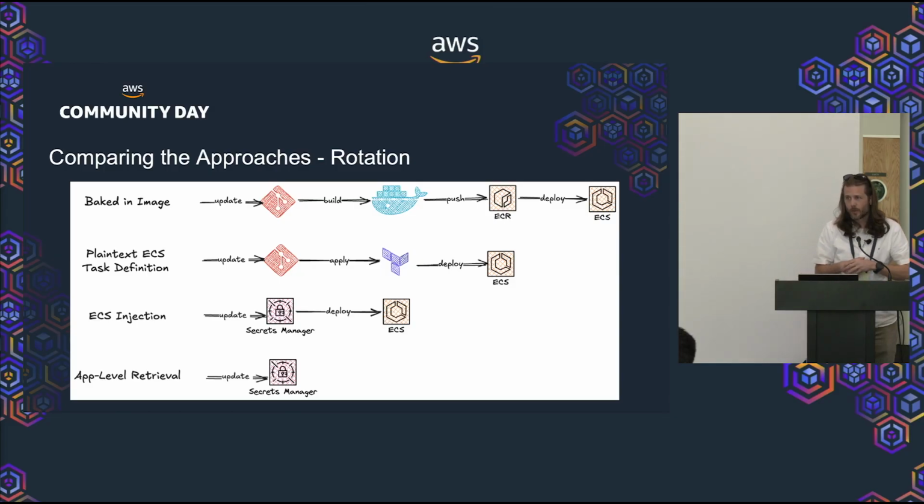With ECS secrets injection, you just need to update where that secret is stored, Parameter Store, Secrets Manager, and then relaunch your task. New task will have the new value, old task will have the old value. And then with app level retrieval, you just update the task. Of course, hidden complexity here, your caching, right? How long is that cache valid? How do you actually make your application retrieve the latest value?